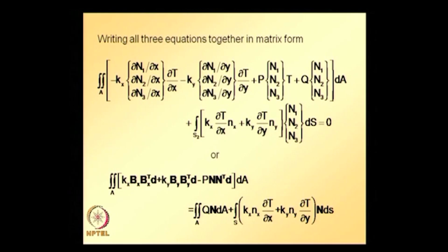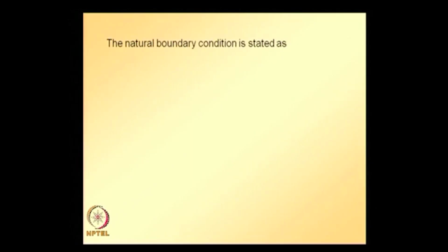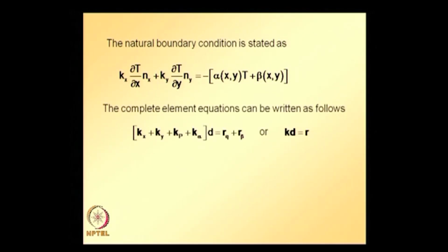So, now using the specified natural boundary condition, the boundary integral can be simplified further, and when we plug this boundary integral term into the equations, the complete element equations can be written like this: (k_x plus k_y plus k_p plus k_alpha) times d is equal to r_Q plus r_beta, or it can be compactly written as k d equal to r, where k is defined as k_x plus k_y plus k_p plus k_alpha, and r is defined as r_Q plus r_beta.